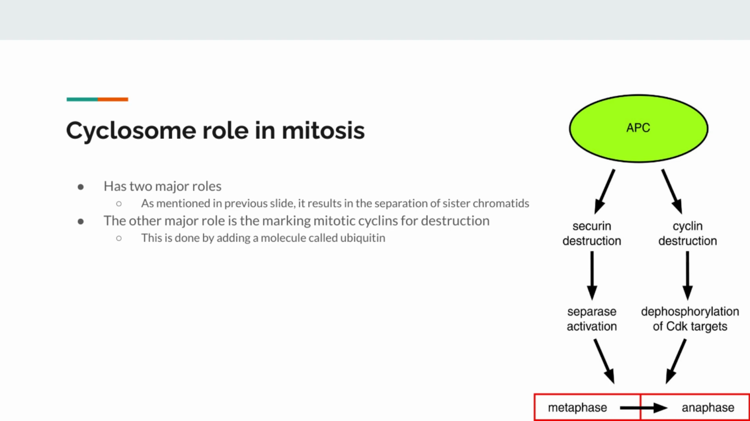The cyclosome has two roles in mitosis. First, it activates the separase that removes the cohesins holding the sister chromatids together as previously mentioned. Second, it is required for the destruction of mitotic cyclins to get the cell out of mitosis. It does this by adding ubiquitin to marked cyclins for degradation by a proteasome.